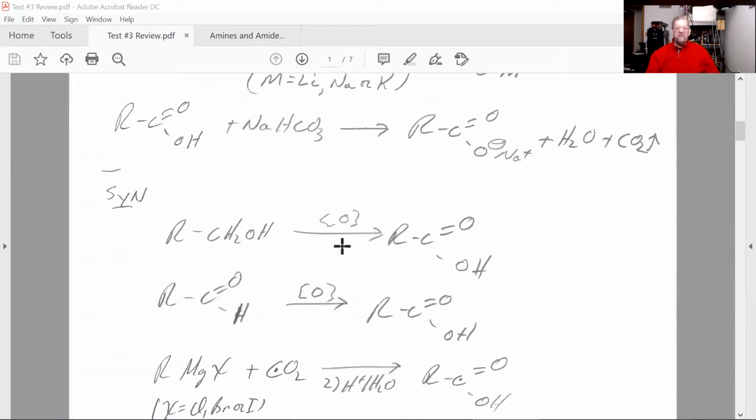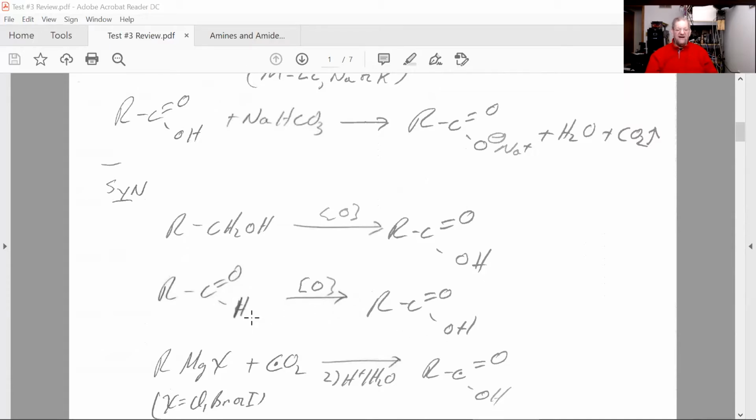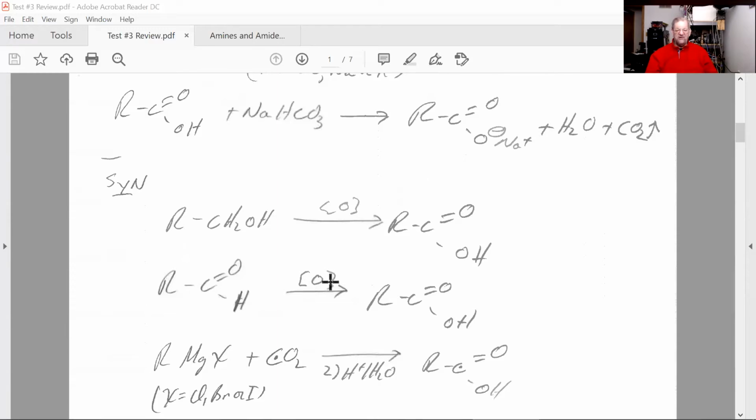You take a primary alcohol and oxidize it, you'll get a carboxylic acid. If you take an aldehyde and oxidize it, you'll get a carboxylic acid. Remember, O in brackets means oxidizing agent. I'm not asking you to memorize those.